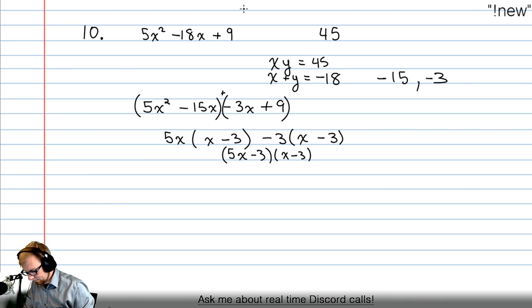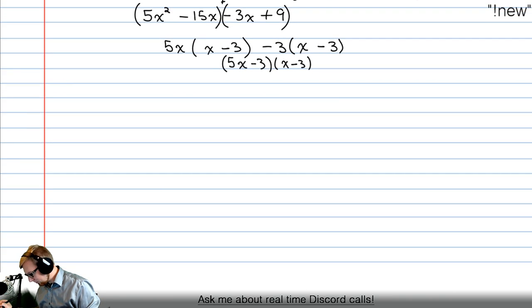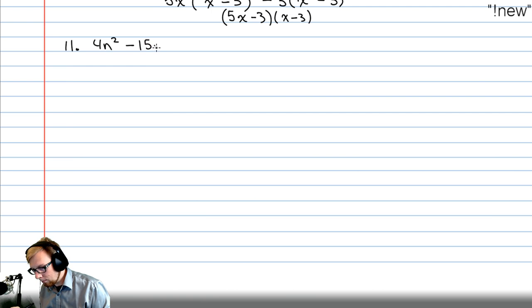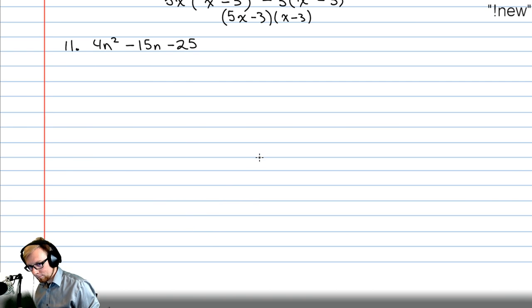Okay, number 11. 4n squared minus 15n minus 25. Well, let's see. 4 times negative 25 is negative 100. And they have to add to get negative 15. Okay.